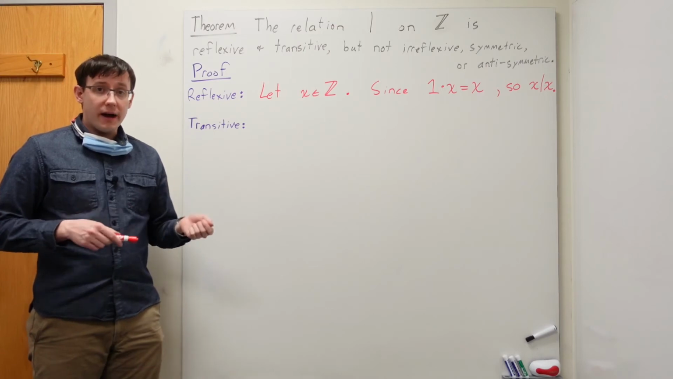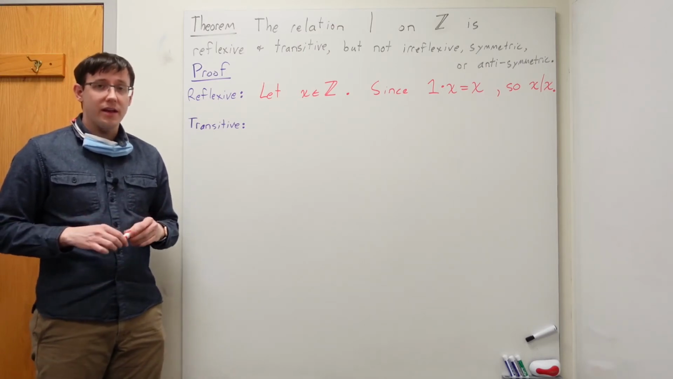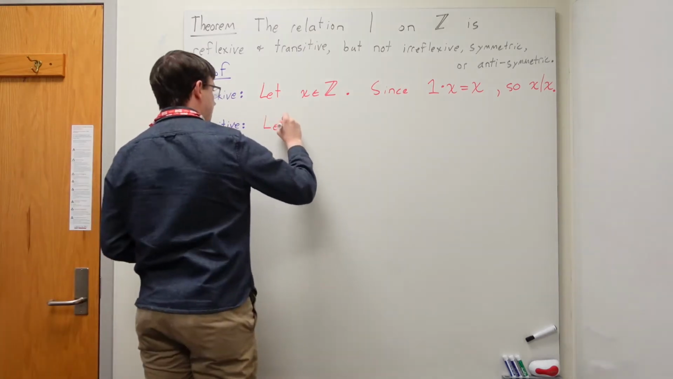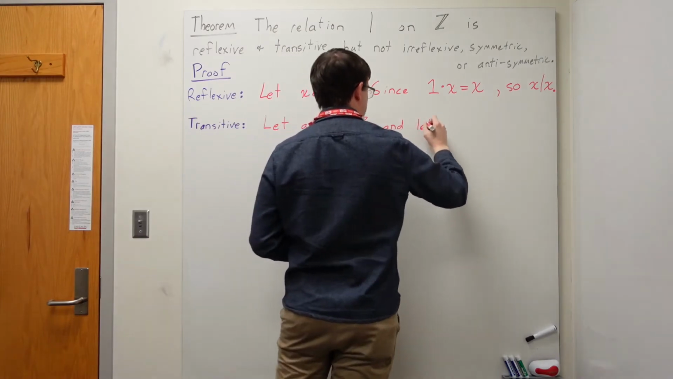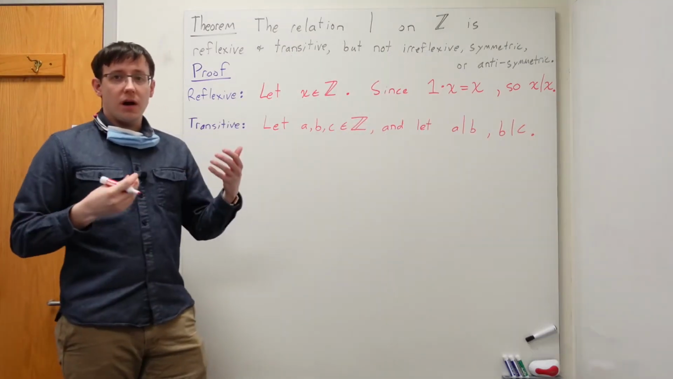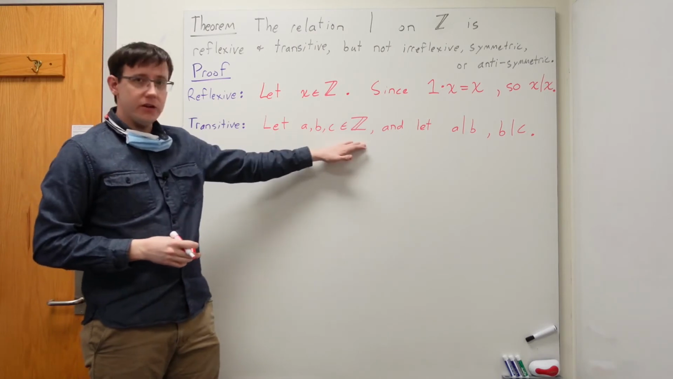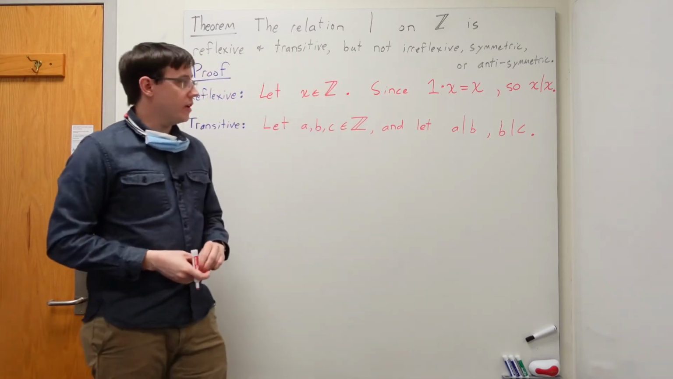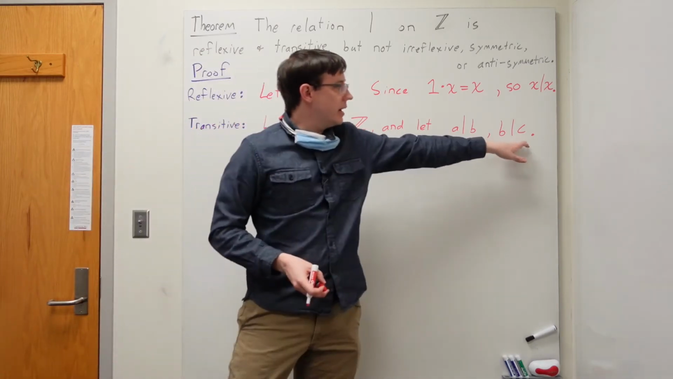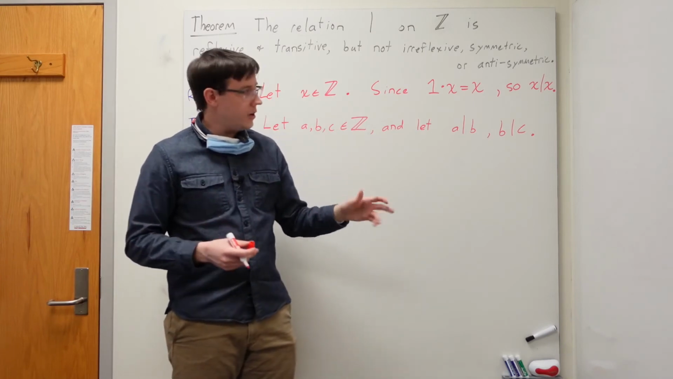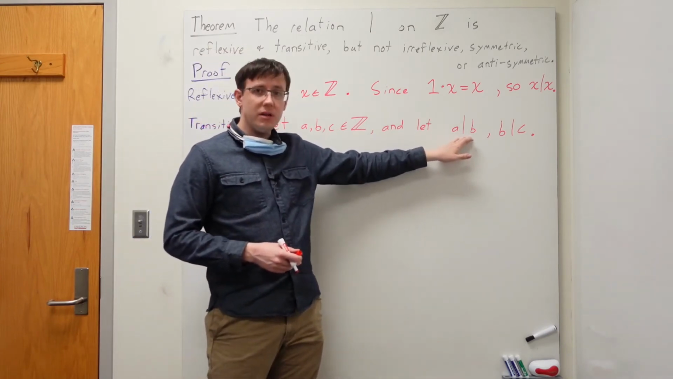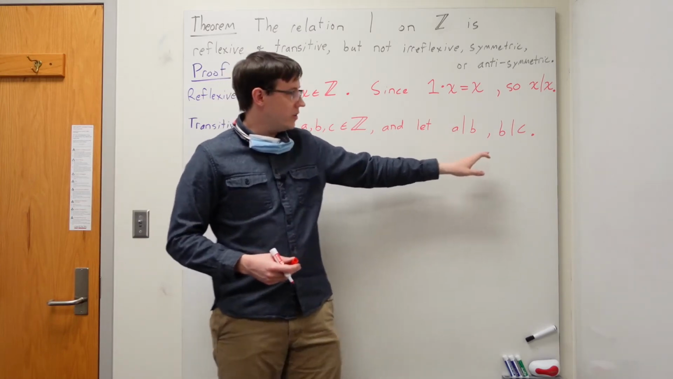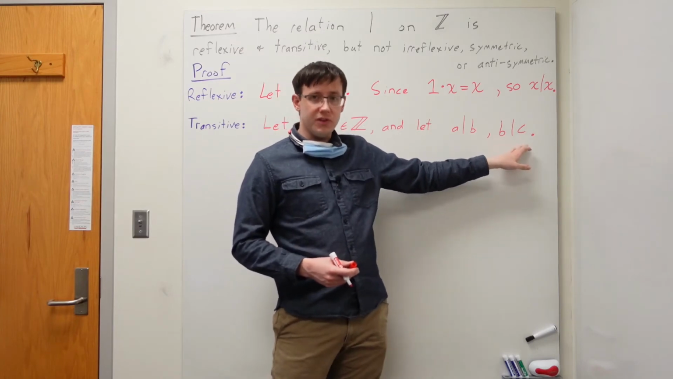To prove that divides is transitive, we need to show that if A divides B and B divides C, then A divides C. So our hypothesis is that we have 3 integers where A divides B and B divides C. And we eventually want to conclude that A divides C. When we unravel definitions, we know that A divides B means there's some integer x such that Ax equals B, and similarly there's an integer y such that By equals C.